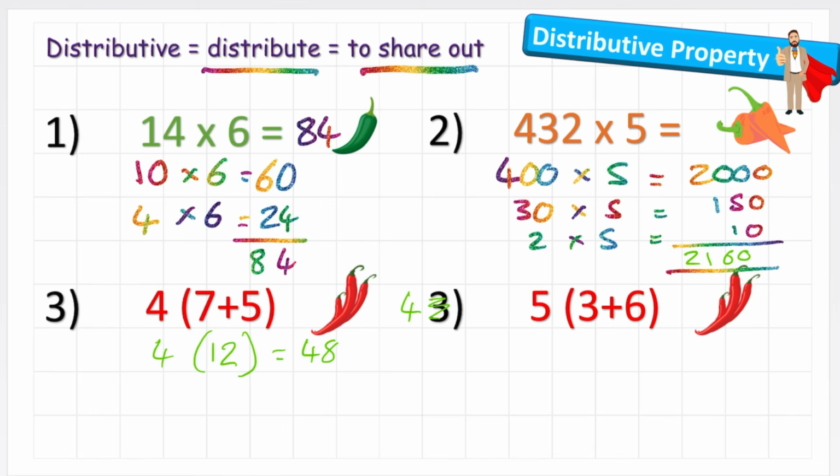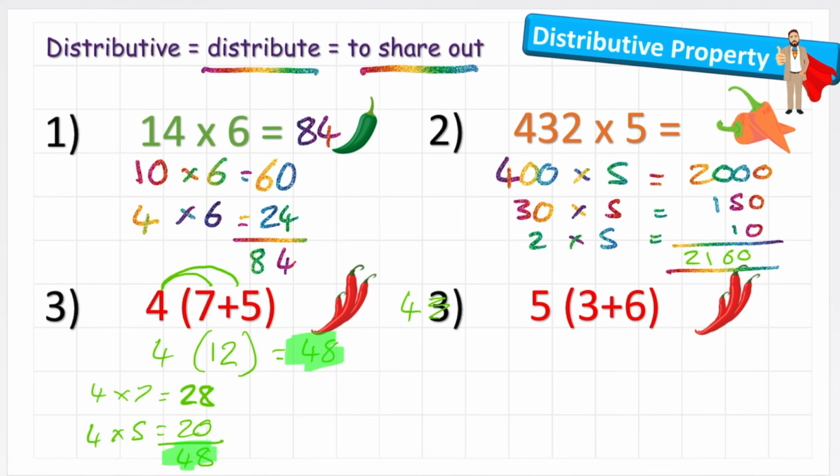Or I can use my new distributive property, and understand that in order to do this I can distribute the 4 and multiply it by the 7. So 4 times 7 is 28, and 4 times 5 is 20. Add these two together, and it gives me a total of 48. What you'll notice is it's the same answer in both of those. So the distributive property can be very useful for helping you understand and solve these expressions. Let's have a look at our last one.